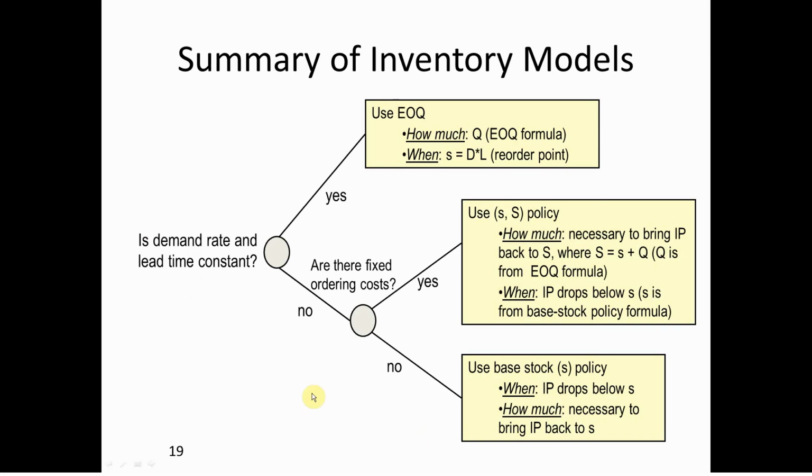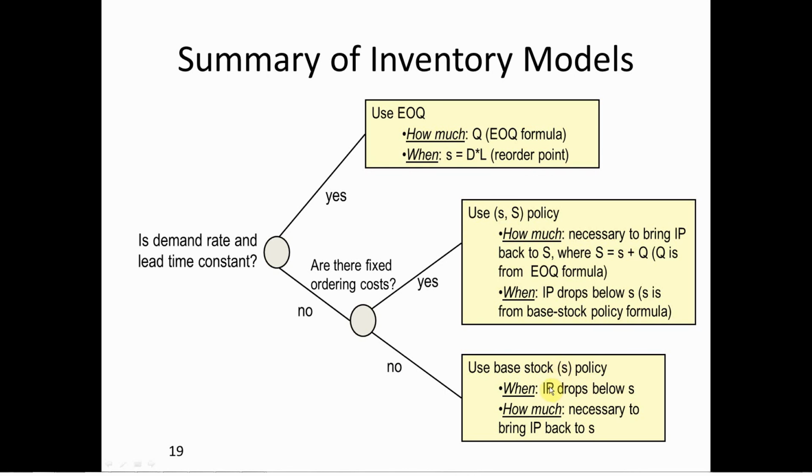So in summary, there are different kinds of inventory models, but these are the basic ones that we just need to look at. Is our demand or lead time constant? If demand is constant, we're just going to use our plain EOQ model. If our demand is not constant and there are fixed ordering costs, we can use the base stock, and if there are no fixed costs, say that there's no costs at all, we can use the base stock policy.